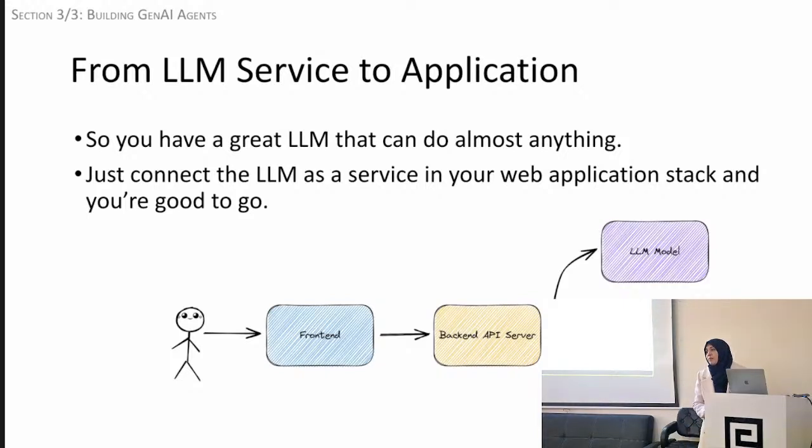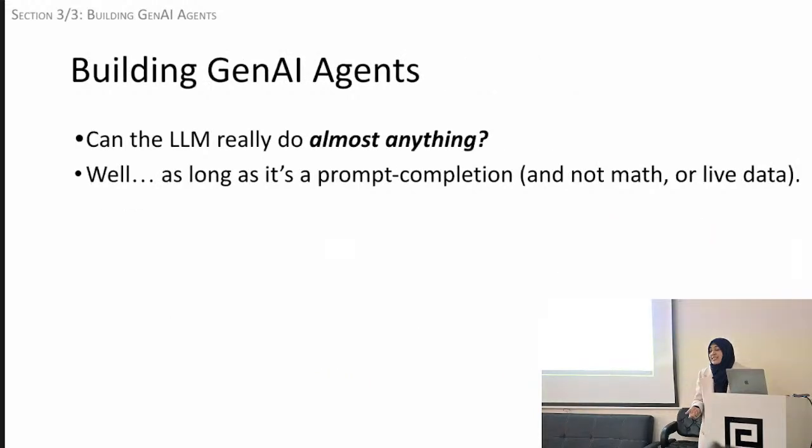But can it really do almost anything that you want it to do at this point? It can, as long as it's a prompt completion, right? And as long as it's not math. LLMs are famously bad at math. Or it's not live data. LLMs are not able to look at live data, right? So there's still a lot of limitations. It can do prompt completions, sure. So if that's all you wanted it to do, and those prompt completions are of the type that the LLMs can do, you're good.